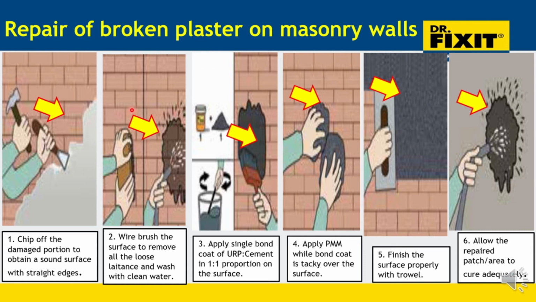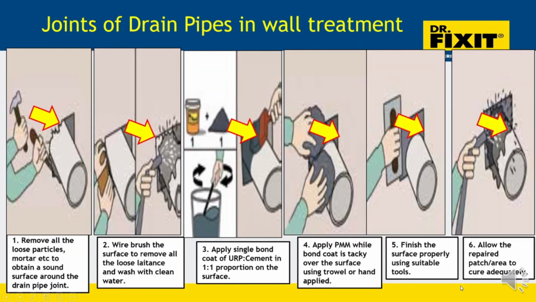Then clean with a wire brush and clean with water and make it SSD condition. Then apply 1 coat of URP bond coat in 1:1 proportion. Then make a PMM. When it is tacky, apply the PMM. Then finish with the trowel and allow it to cure for 5 to 6 hours. Allow it to set and cure adequately. That's all, this is the process. So this is a small slide which I tried to explain how to repair broken plaster on a masonry wall. Now in general repairs, we will see how joint or drain pipes in the wall treatment can be done.